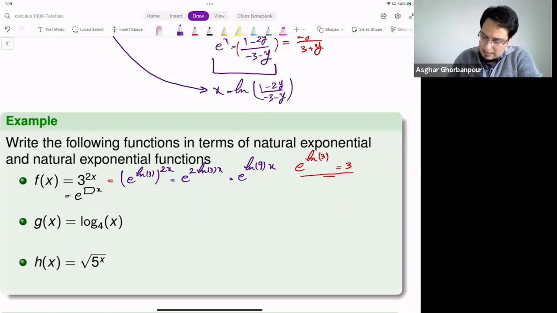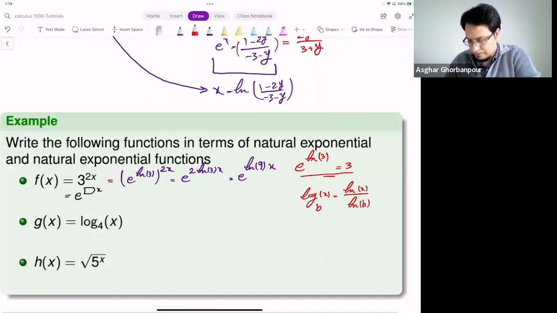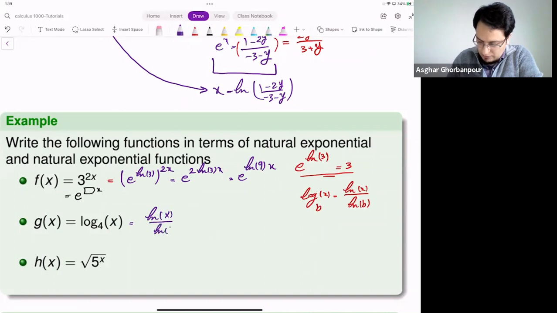And with the same kind of work, you will notice that I can change the base for log always. This is one of the properties of log, that log of x at base b can be written as ln of x divided by ln of b. This also can be easily proved, but I will just go ahead and use this one and write it as ln of x divided by ln of 4, and this is 1 over ln 4 times ln of x.